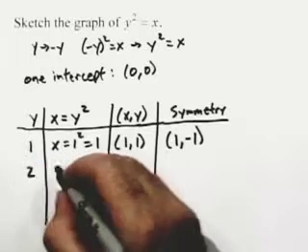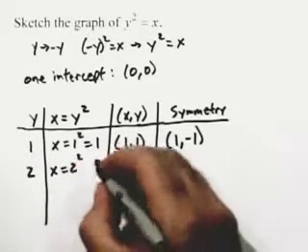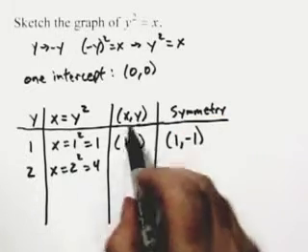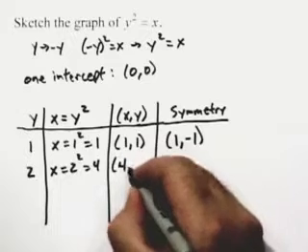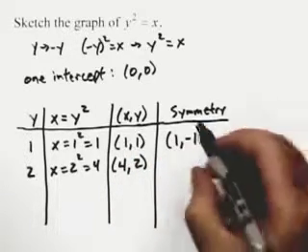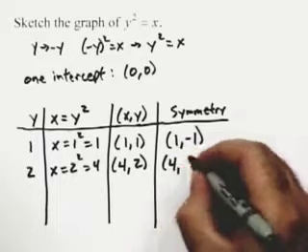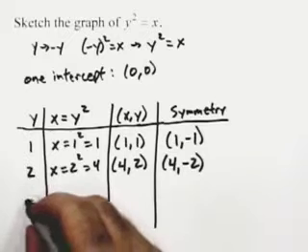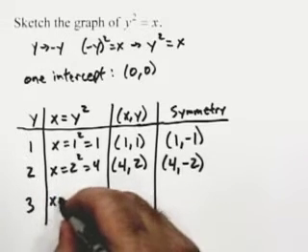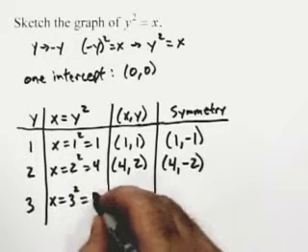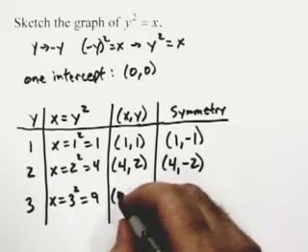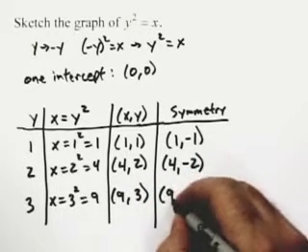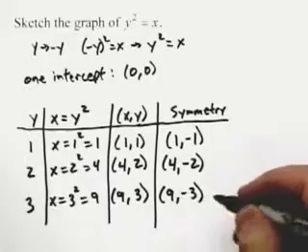If we let y equal 2, x is equal to 2 squared, which is 4. We need to be careful when we write our ordered pair. It's x comma y. Since x is 4, we need to write this as 4, 2. Using symmetry, we get an additional point, 4, negative 2. Do one more value for y. Let y equal 3. x is equal to 3 squared, which is 9. Again, watching the order, we'll get our ordered pair as 9, 3. Using symmetry, we get an additional point, 9, negative 3.